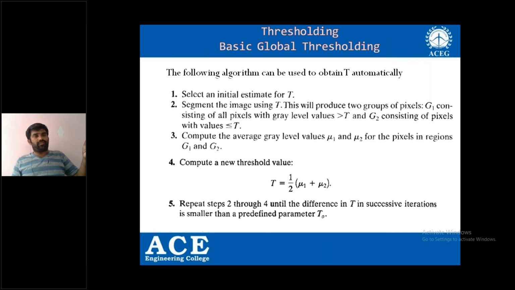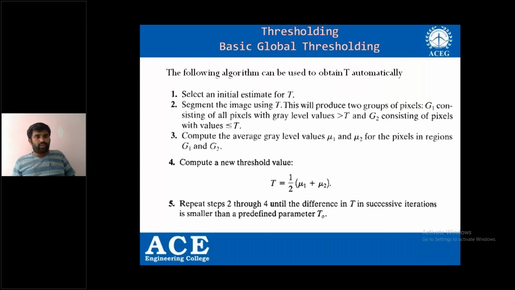Here I find the average value of G1, let it be mu1, and the average pixel value of G2, that is mu2, right? After finding mu1 and mu2, I decide a new threshold, T equal to 1 by 2 (mu1 plus mu2). Then repeat steps 2 to 4 until the difference in T in successive iterations is smaller than a predefined parameter. If you continue the same process, at one point, if you compare T with the previous T, the change is very little. Then you can say, yes, it is the perfect threshold to separate the objects.